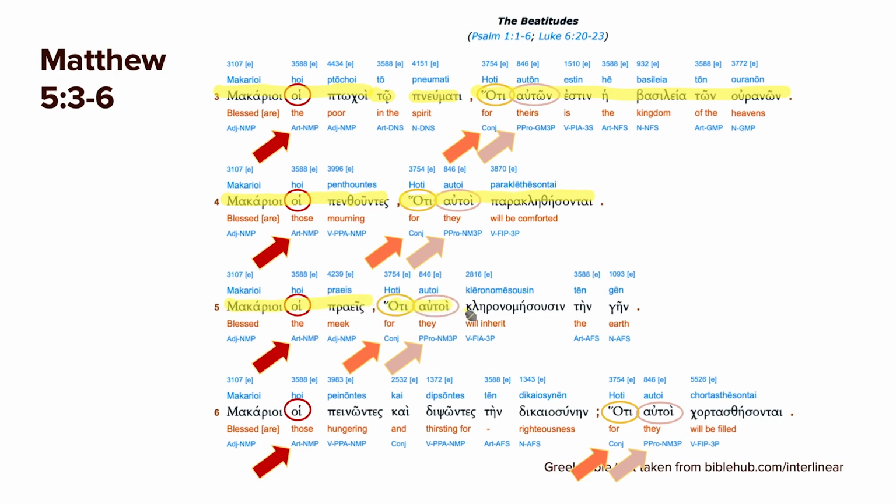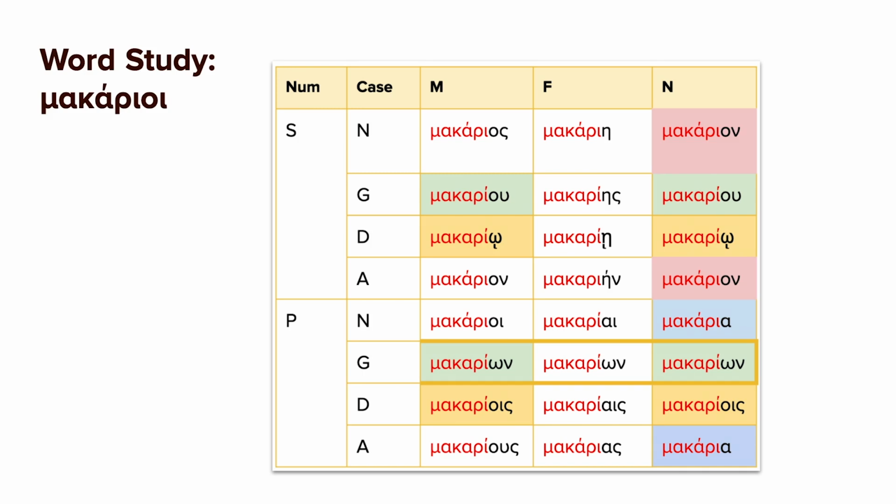All right, I'm going to sound out the syllables for this one because it's a little bit challenging. Clay, ra, na, me, susin. Clay, ra, nu, me, susin. Tain gain. Makarioi, hoi, penontes, kai dipsontes, tain dikaiosunein. Hati, autoi, kortas the santai. Beautiful.